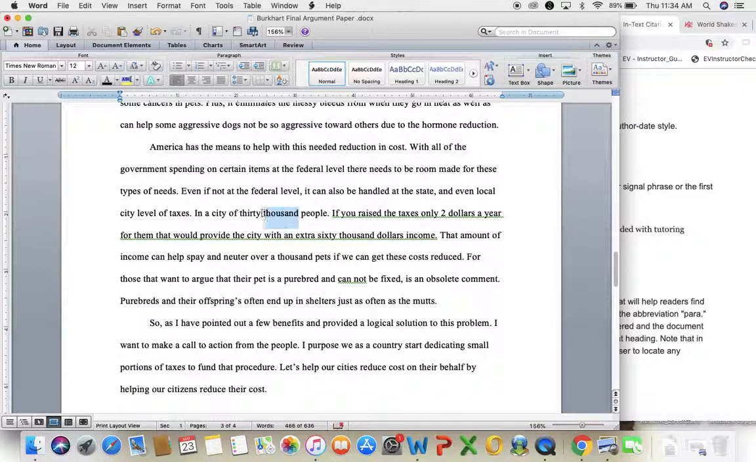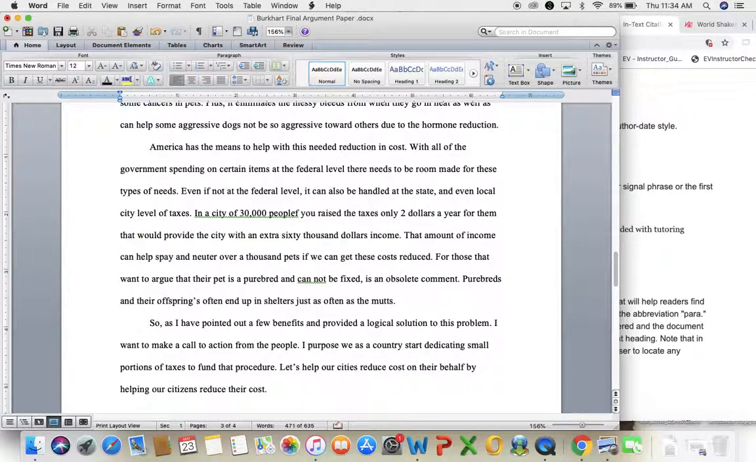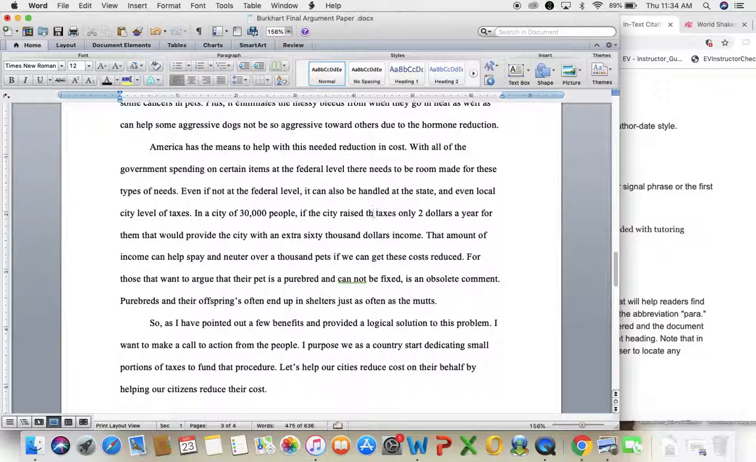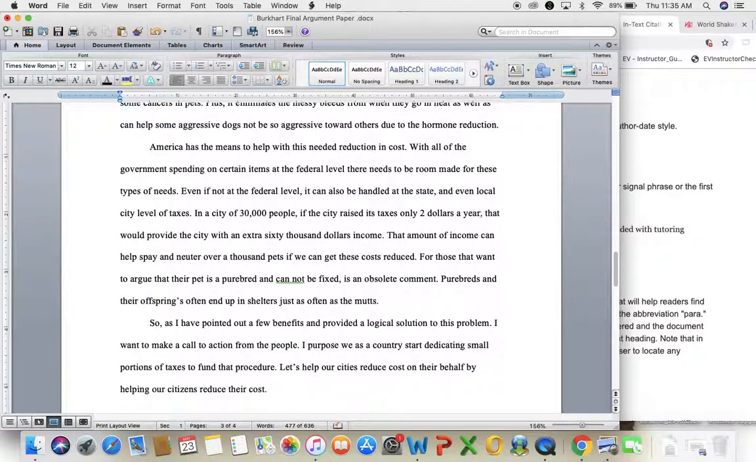In a city of, and here when you have a number like this, you could just write it like that. In a city of 30,000 people, if the city raised its taxes only $2 a year, that would provide, I would say this would provide the city with an extra $60,000 income. That amount of income can help spay and neuter over 1,000 pets.